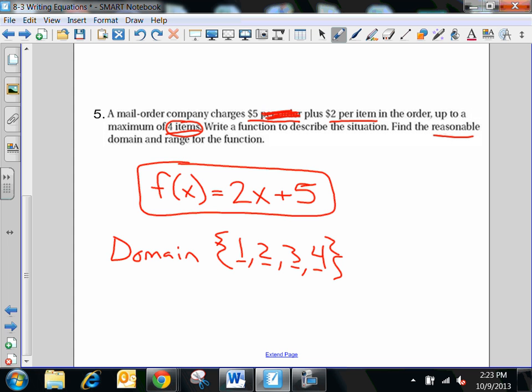Okay, and then a reasonable range would just simply be the outputs for each one of those inputs. So when I plug in 1 into here, I'll get 2 plus 5, which is 7. When I plug in 2, I'll get 9. When I plug in 3, I'll get 11, and 13. Okay, so that is a reasonable output, probably for price of the shipping.